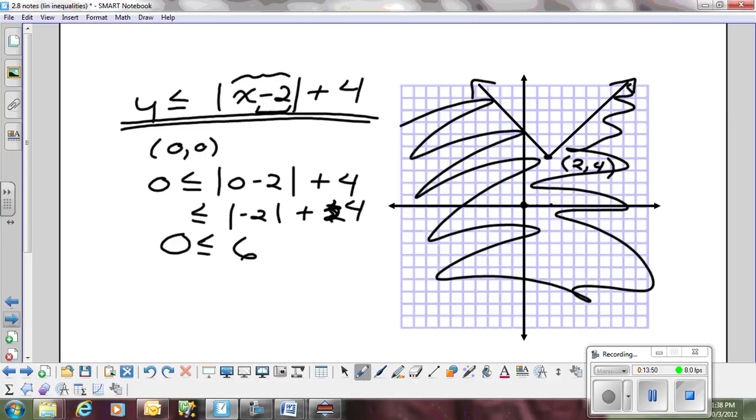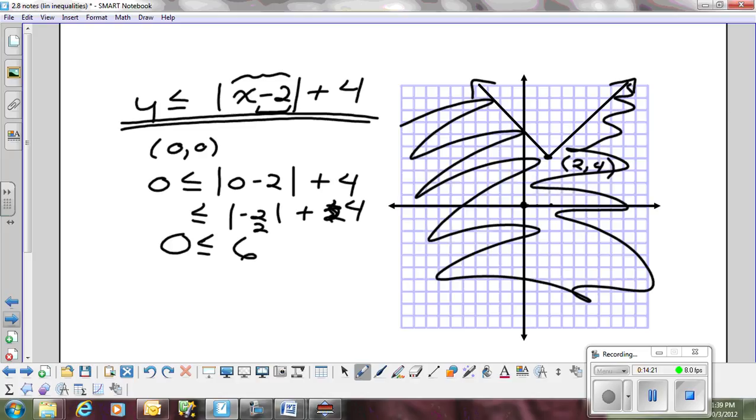Then I look at the inequality. Y is less than or equal to all of that. Now, since it includes an equal, I have a solid line, not a dotted line. Now I pick the point (0, 0) to check. When I put (0, 0) in there, I get 0 less than or equal to the absolute value of x minus 2 plus 4, or the absolute value of -2, which is 2, plus 4, so 0 less than or equal to 6.